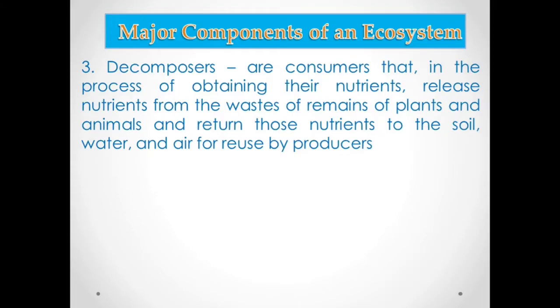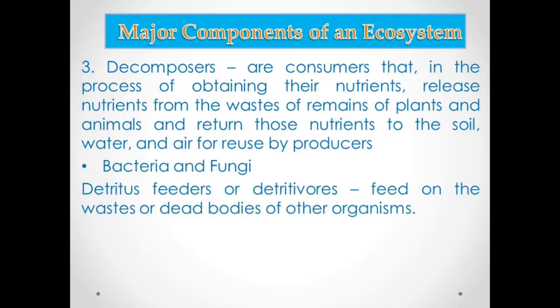When the consumers or the producers die, they are decomposed by the decomposers, and mostly decomposers are bacteria and fungi. Other consumers are also called the detritus feeders or the detritivores. What are these detritus feeders? From the root word detritus, which means dead bodies, they are the ones that feed on dead bodies or the wastes of other organisms. Examples of detritivores are worms, hyenas, and vultures.